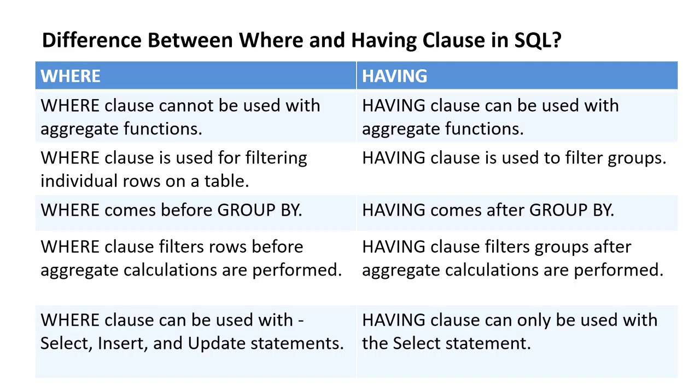What is the difference between where and having clause in SQL? Where clause cannot be used with aggregate functions. Where clause is used for filtering individual rows in a table. Where comes before group by. Where clause filters rows before aggregate calculations are performed. Where clause can be used with select, insert and update statements. Having clause can be used with aggregate functions. Having clause is used to filter groups. Having comes after group by. Having clause filters groups after aggregate calculations are performed. Having clause can only be used with the select statement.